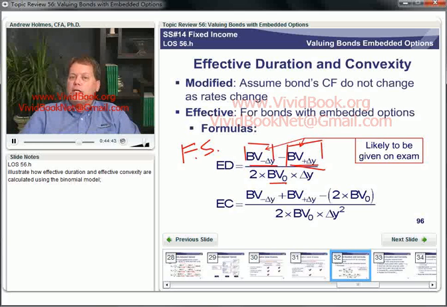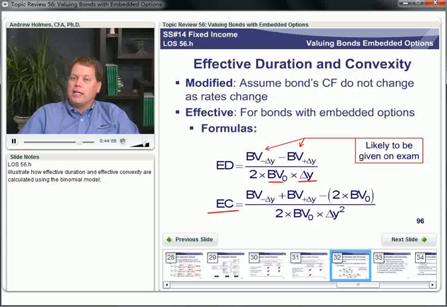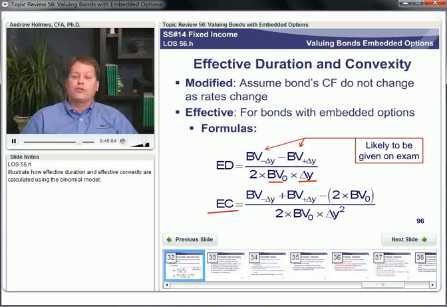So in the numerator here, we see the shocked values of the bond, and it's going to be the difference between BV sub minus less BV sub plus over 2 times the bond value today times whatever shock we're using. Okay, this is convexity. Remember, convexity is the correction to the duration measure. Duration is a linear measure, and the price yield function is curvilinear. So that's going to cause some problems for us.